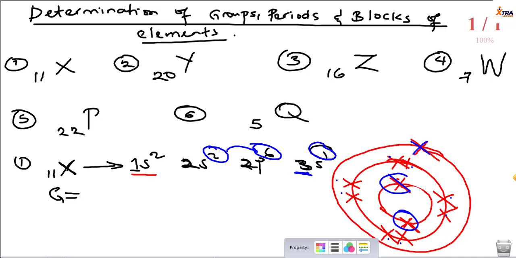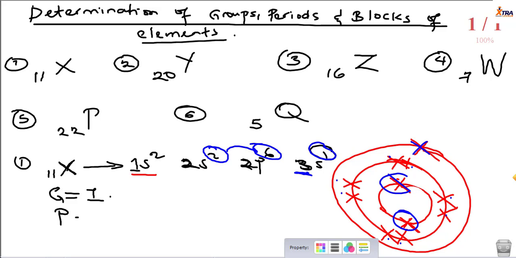And how do you know the group an element belongs to? By its number of outermost electrons. So what is the number of outermost electrons here? 1. That means the most exterior electron, there's just one of it, right? So it means element X here belongs to group 1.